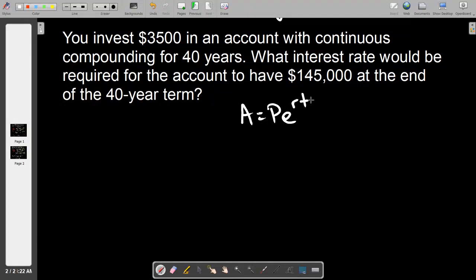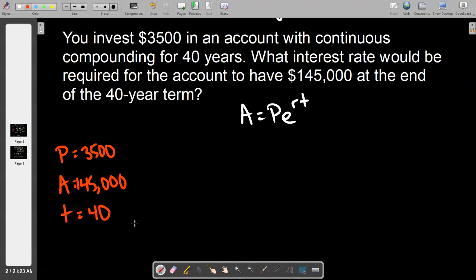So let's go through them, hit them in any order you want. What's the first thing that catches our eye? 35, and that's what? Good job. So P will be 3,500. What's the next thing that we catch? A is 145,000. Good. And we do have T, right? Remember, N would generally be given to you. It just doesn't apply in a continuous compounding situation because N is infinity. It's infinitely many times per year. And so what's T is 40, right?